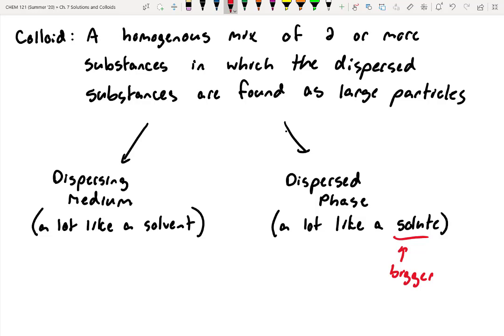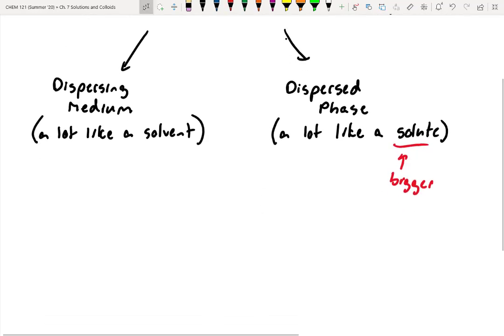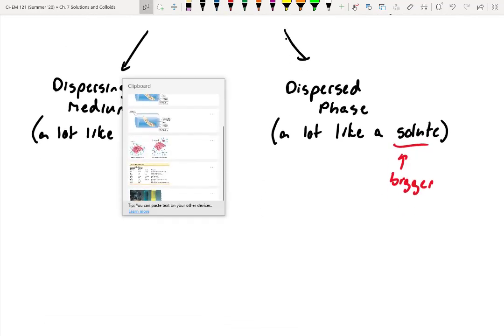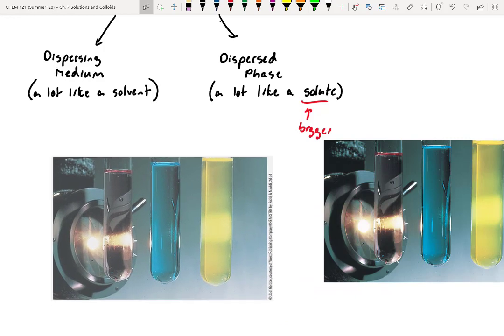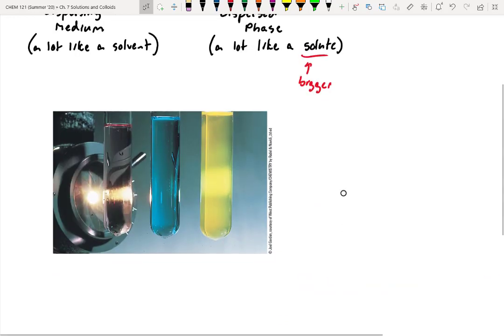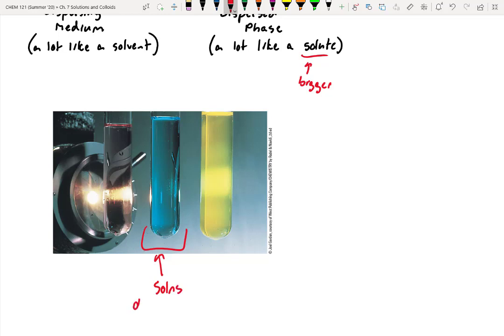All right, so let's go ahead and take a look at a unique property of colloids, and it has to do with light. If you shine a light through a solution, it doesn't scatter any light. So over here, we could say that solutions do not scatter light, because the particles are just simply too small. The particles typically are less than 0.1 micrometer, versus over here, a colloid, you can see in here that the light is getting scattered.